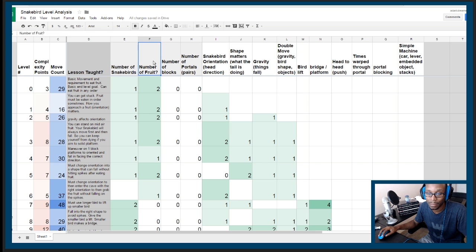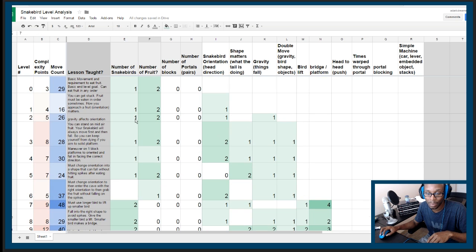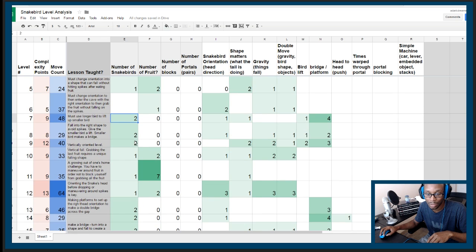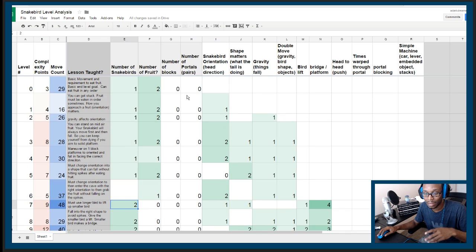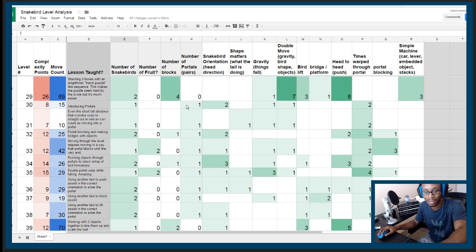We also get counting the basic number of elements in the stage. This is just very simple. You look at the number of elements, you count them. Some levels have lots of fruit, like this level here has 7. Some levels have more than one bird. The multiple bird levels start here with 2. Some levels have blocks and portals, but for the most part, the number of elements in each stage stay at a pretty conservative amount.